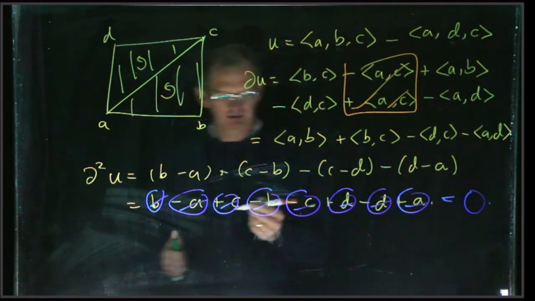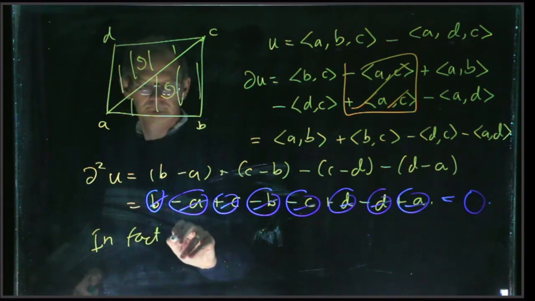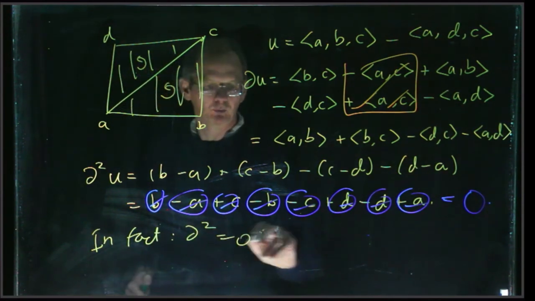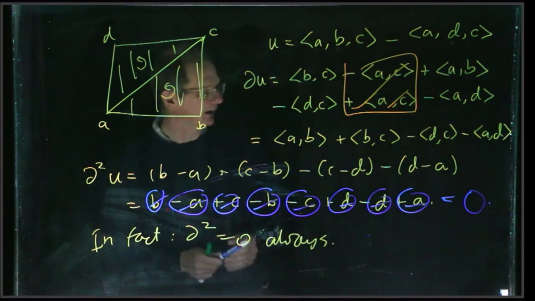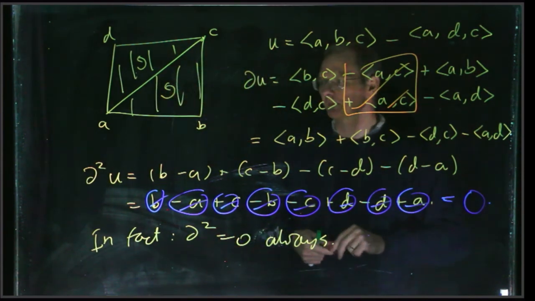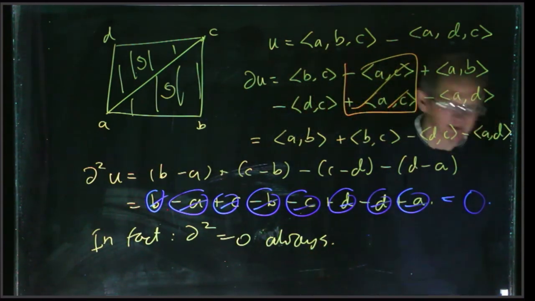And in fact, d squared equals 0 always. That's a key fact that we need in order to set up homology theory, but we'll prove that in the next video.